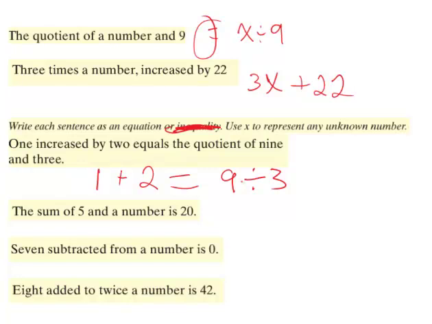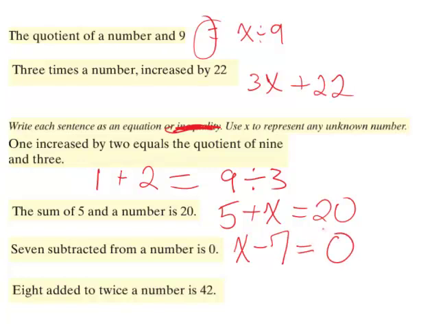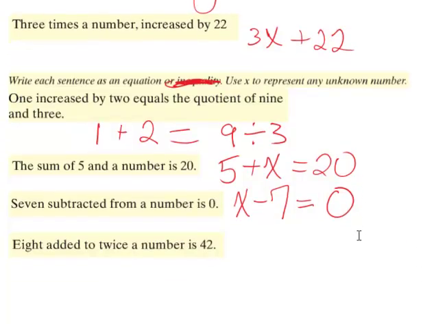Okay. The sum of 5 and a number is 20. Okay, so sum. So 5, sum means to add. A number is means equals 20. 7 subtracted from a number is 0. So 7 subtracted from a number. So since I'm subtracting 7 from a number, I need to go x minus 7 is means equals again, 0. And then finally the last one here says 8 added to twice a number is 42.